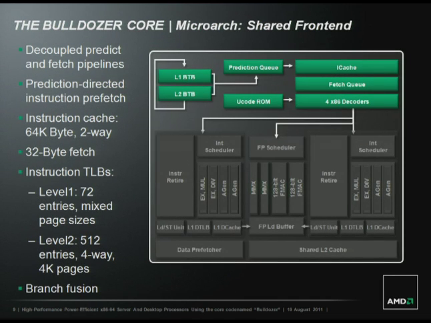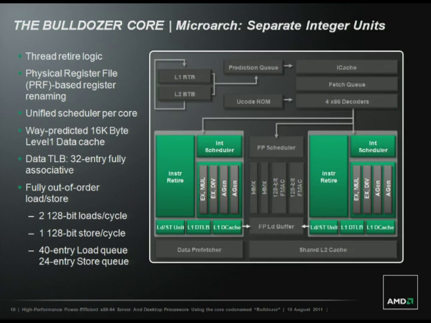So I'll go through these fairly quickly. These are slides from Mike Butler's presentation last year. This is the front end to the core. It's fetch and decode, basically. This is a shared structure. It issues to both of the cores in the module. The integer portion of the core is separate. Each core, the integer portions of the module are duplicated. There's one for each core. So the register file, the integer pipelines, load store unit, data TLBs, data caches, all those things are replicated. Each core has full integer horsepower.